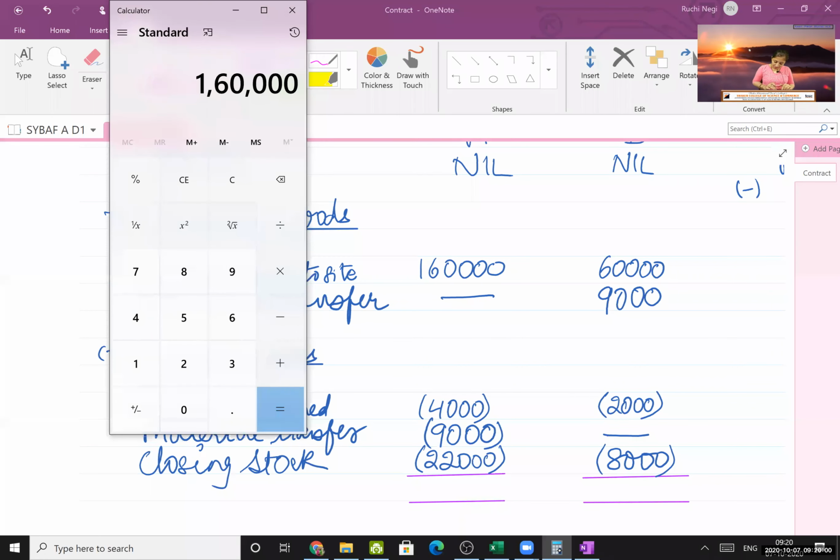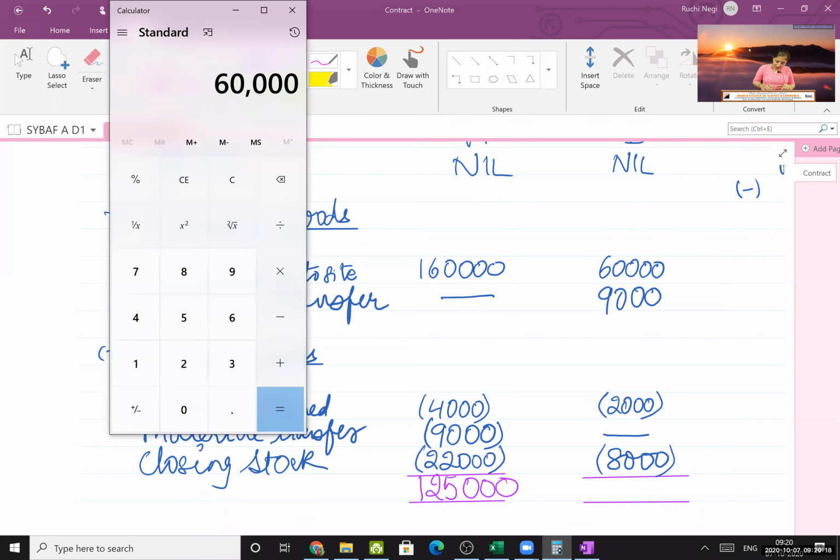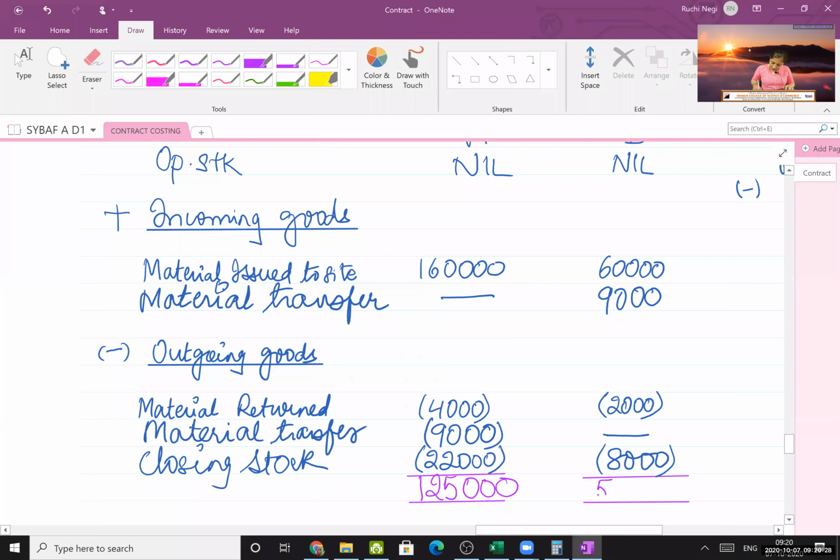1,60,000 minus 4 minus 9 minus 22. So 1,25,000. So right here, 1,25,000. Next, 60 plus 9 minus 2,000 minus 8,000. So 59,000. So write it here, 59,000. Okay. So 1,25,000 and 59,000.